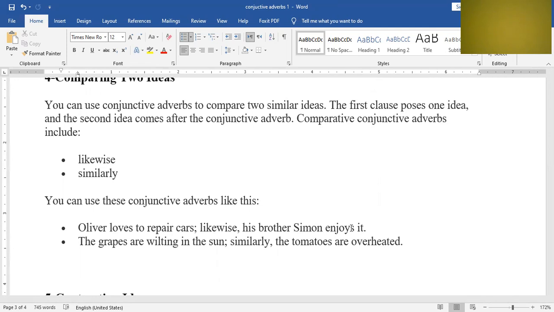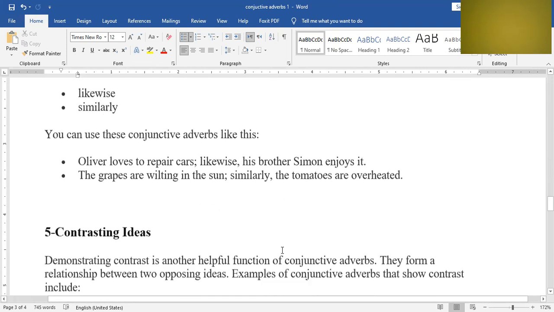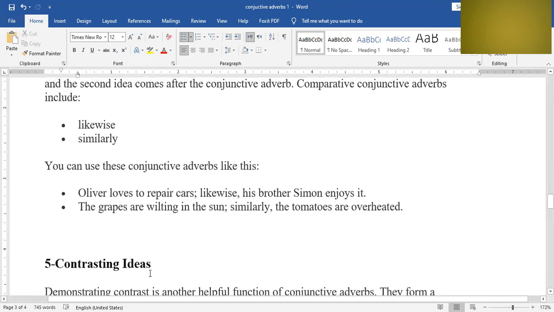The grapes are wilting in the sun. Similarly, the tomatoes are overheated. The sun is strong, so grapes and tomatoes are both affected. So they are similar in the effect of the sun on them. Similarly and likewise.